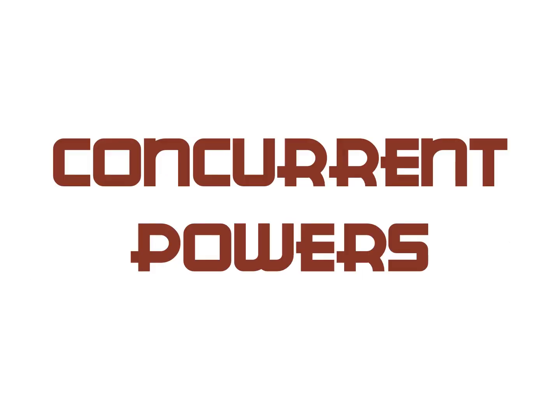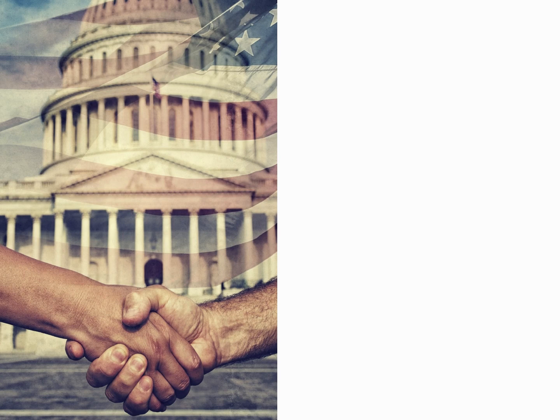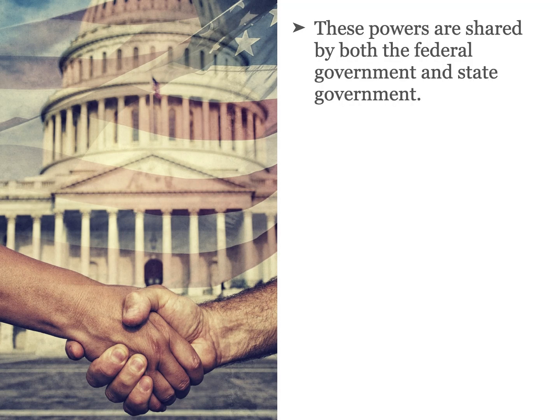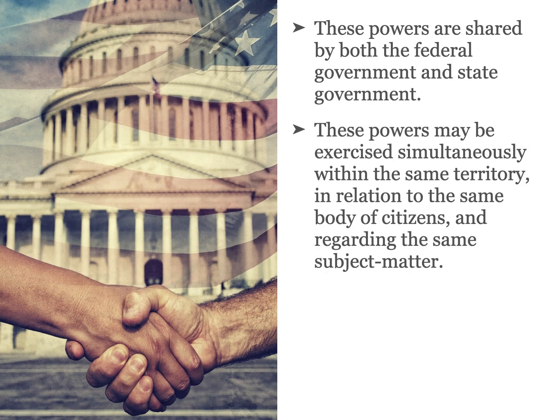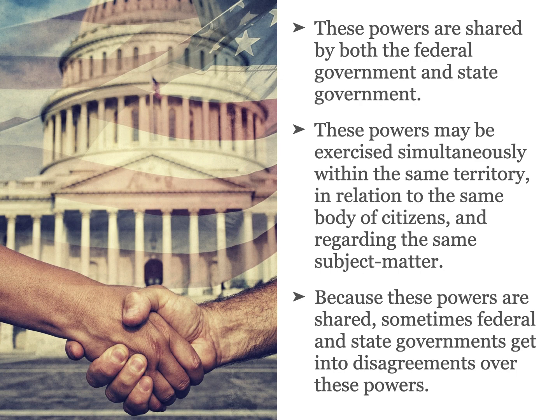Concurrent powers. Concurrent powers are the powers that are shared by both the federal government and the state government. When you're building a government, you kind of want a little bit of overlap sometimes to make sure things don't fall through the cracks. So that's why we have concurrent powers. These powers can be exercised simultaneously within the same territory, in relation to the same body of citizens, and regarding the same subject matter. Because these powers are shared, sometimes federal and state governments get into disagreements about these powers.